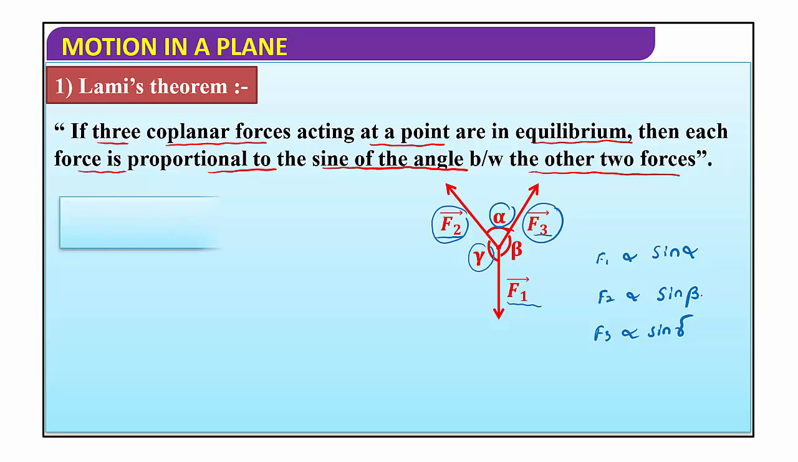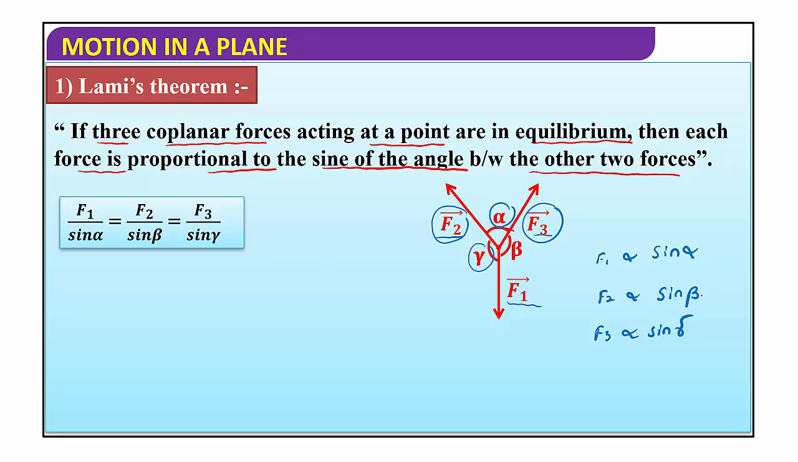Right? So here we can write F1 divided by sine alpha equal to F2 divided by sine beta is equal to F3 divided by sine gamma. This is the equation for Lami's theorem. What is the equation? F1 by sine alpha equal to F2 divided by sine beta is equal to F3 divided by sine gamma.